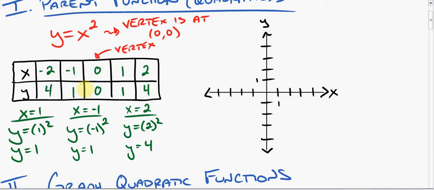So now I have my 5 values, so I'm going to plot them and then draw my parabola. So I'm going to start with my vertex of 0, 0. Then I'm going to plot 1, 1, and then 2, 4. Then I plot negative 1, 1, and negative 2, 4. And I'm going to connect it. It's this U-shaped graph, which is called a parabola.